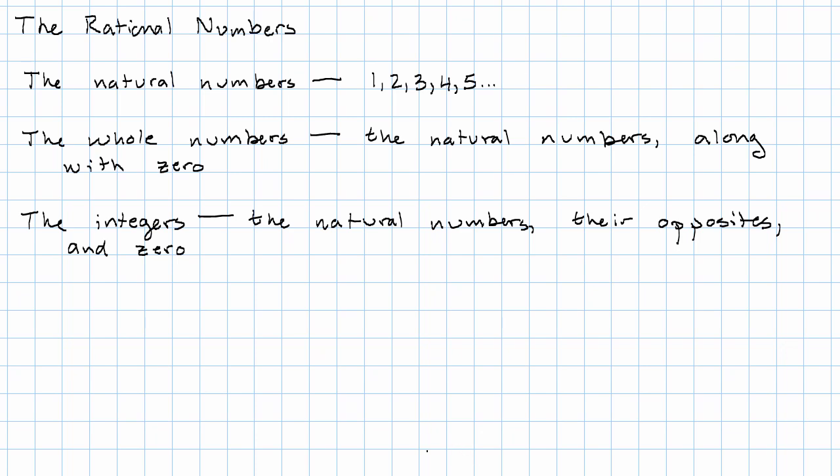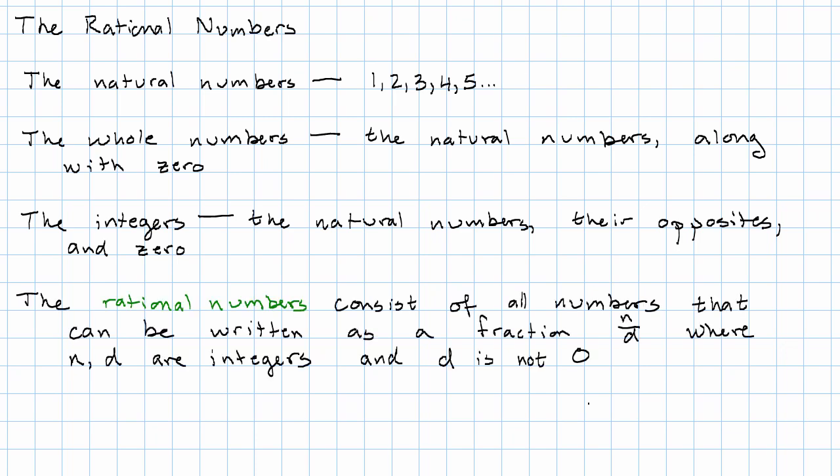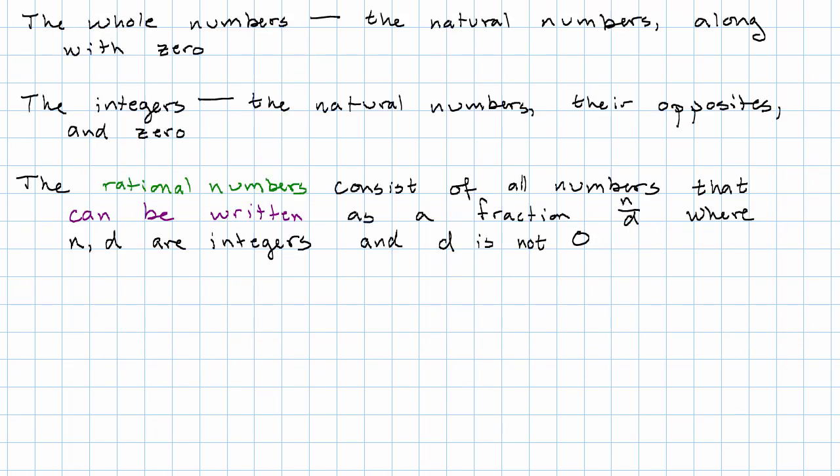With the addition of fractions, we now have a new family of numbers. The rational numbers consist of all numbers that can be written as a fraction, n over d, where n and d are integers and d is not 0. Now "can be written" is going to turn out to be important. Sometimes we'll see a number that doesn't look like a fraction, but it will turn out to be a rational number anyway. The first thing to note is that every integer is a rational number.